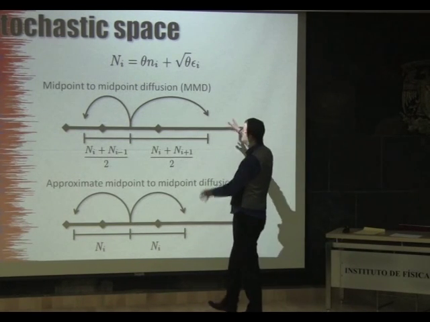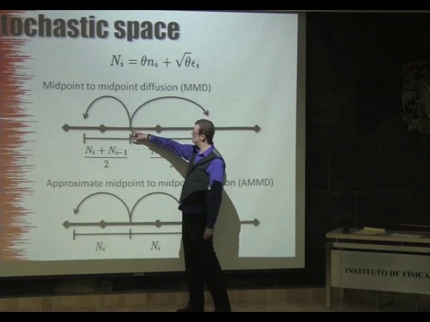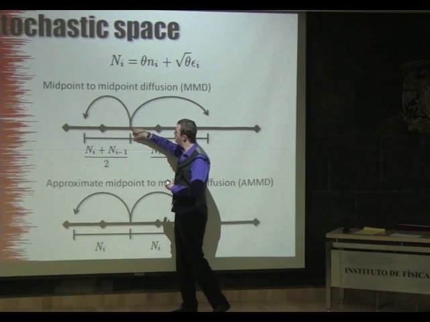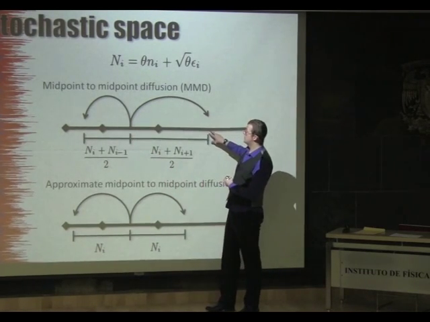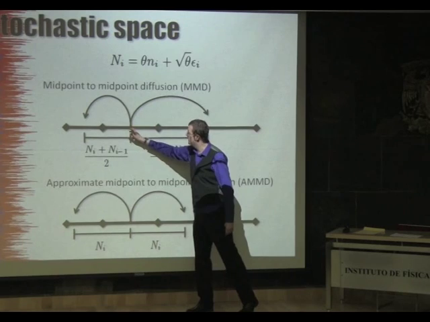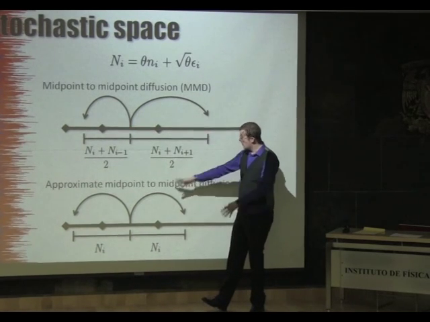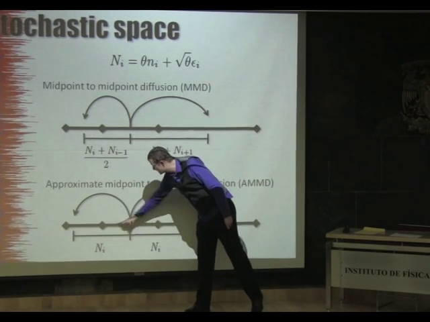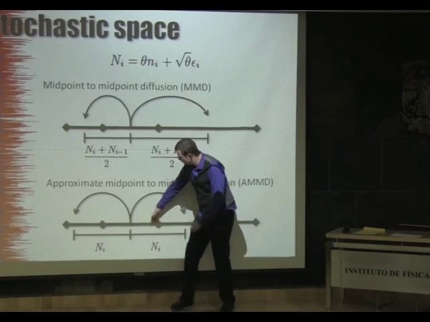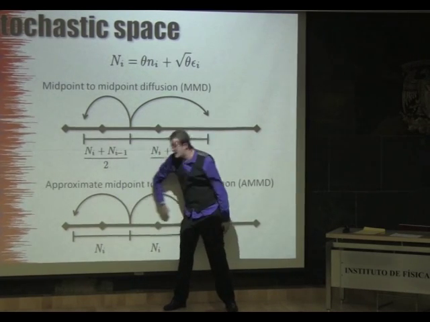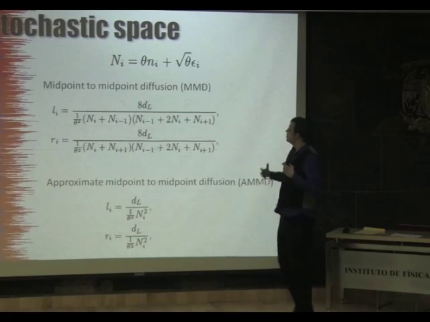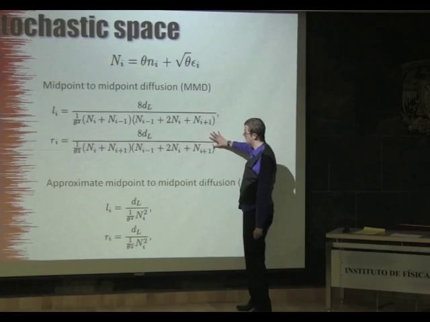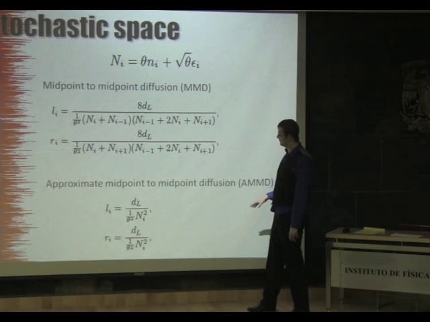So here is midpoint to midpoint diffusion. Here I'm saying that a particle can be said to have moved from this box to either the left or the right if it moves from the midpoint here to the midpoint here. That's the rate, the rate that the particles can get from here to here. In the approximate midpoint to midpoint, I say that the particle has left this one at the rate that it takes it to run this entire length ni, because if a particle is in here and it runs the length ni, then it certainly will escape either side. So here are the rates that you get based on these two definitions, midpoint to midpoint diffusion and approximate midpoint to midpoint diffusion.